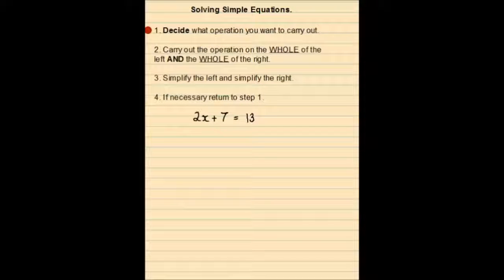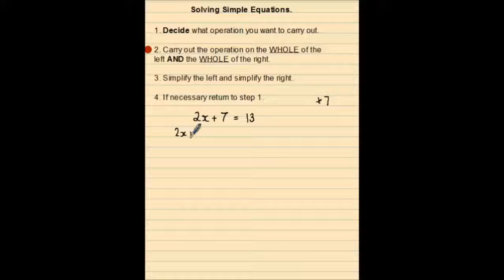Step 1, deciding what to do, is covered in another video. And this is because in this introductory video, I want to make the strong point that even if you make a wrong decision in step 1, as long as you correctly and faithfully carry out steps 2 and 3, you won't as such go wrong. All you might do is make things a little bit more complicated. For example, let's suppose instead of deciding to subtract 7 from both sides, I chose to add 7 to both sides. Let's see what happens.